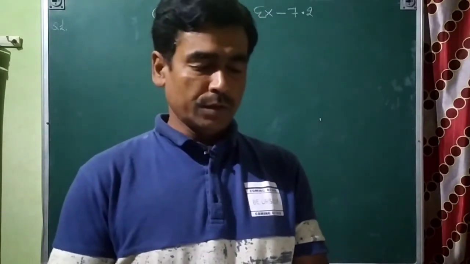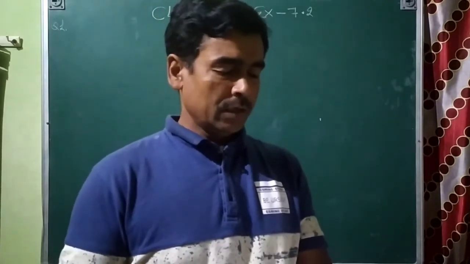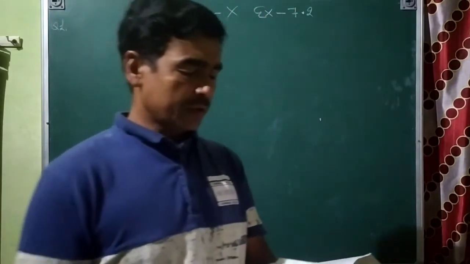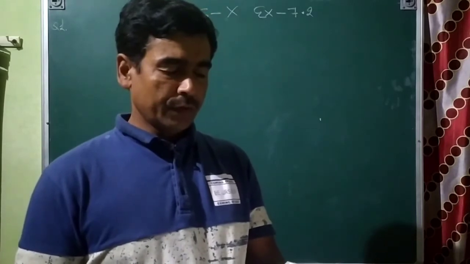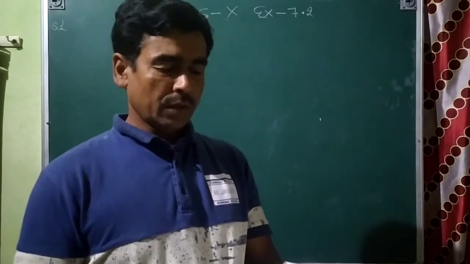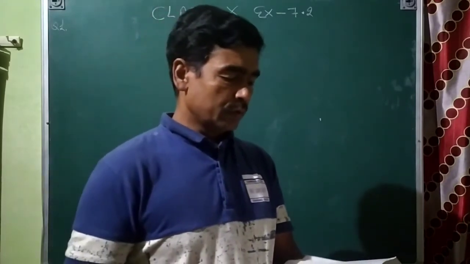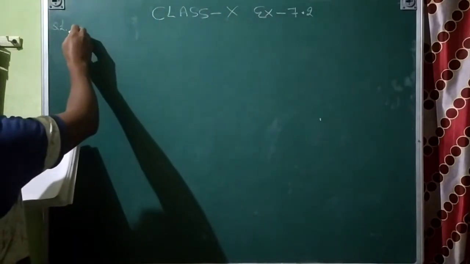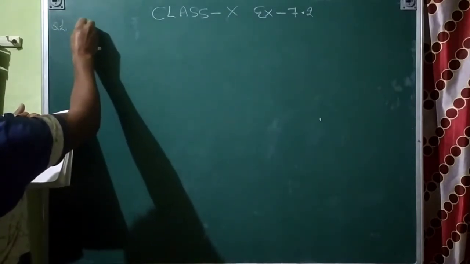In this exercise, exercise 7.2, we will apply the section formula. The first question: find the coordinates of the point which divides the join of (-1, 7) and (4, -3) in the ratio 2:3. So that first part we are doing as a direct solution.